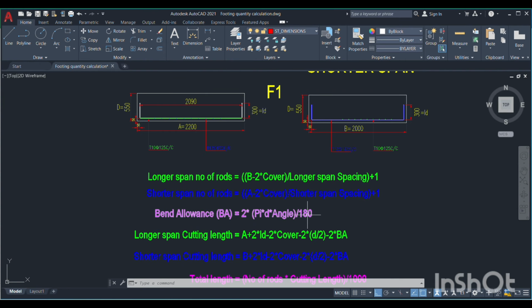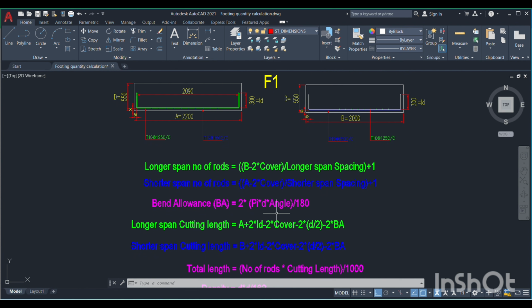Bend allowance is one standard formula: pi into d into angle divided by 180. This is the standard bend allowance formula. Here we have two bends, so one bend is over here and one bend is over here. Similarly for the shorter span also. So bend allowance BA is equal to 2 bends times pi into d into angle divided by 180. Pi is a standard value, d is the dia of the bar, angle is the angle of bend, divided by 180. Then you will get the bend allowance value.